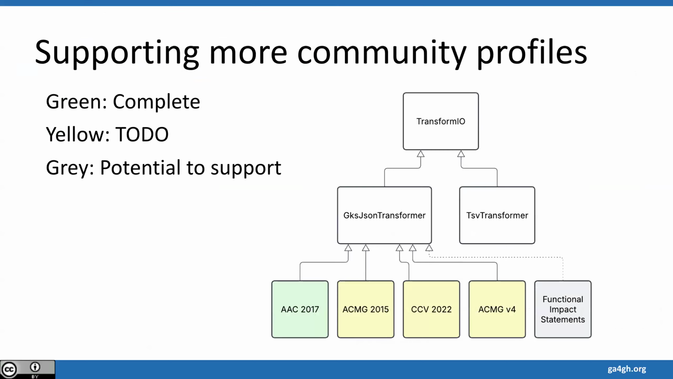So with that in mind, our next step is to support more VA spec community profiles. Right now, it's only AMP-ASCO-CAP, but we do have plans to support ACMG 2015 v4, the ClinGen CGC VICC 2022 oncogenicity guidelines, and there's also potential to support functional impact statements. Functional data is coming soon to ClinVar, and if they provide API support, then we will for sure add it to GKS ClinVar this. Next.